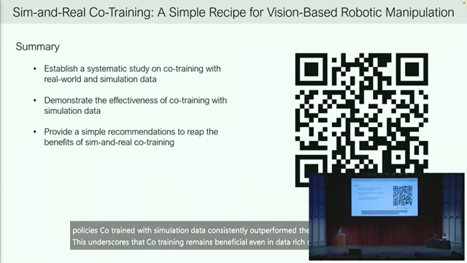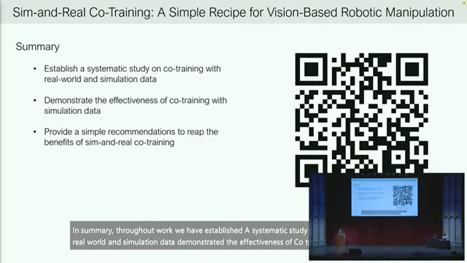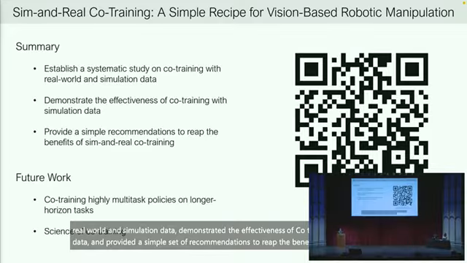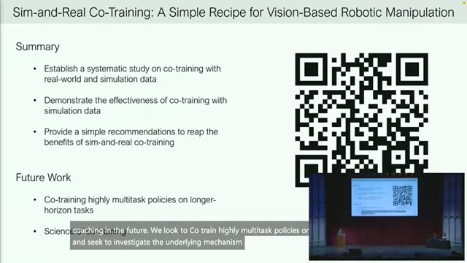In summary, through our work, we have established a systematic study on co-training with real-world and simulation data, demonstrated the effectiveness of co-training with simulation data, and provided a simple set of recommendations to reap the benefits of sim and real co-training. In the future, we look to co-train highly multitask policies on longer horizon tasks and seek to investigate the underlying mechanism which allows co-training to be effective.